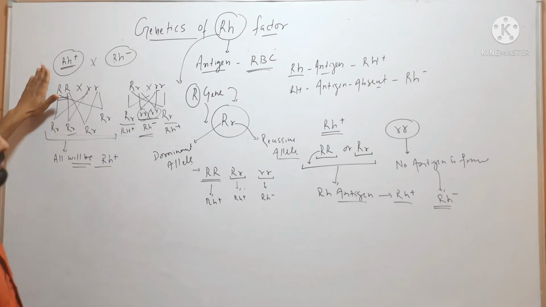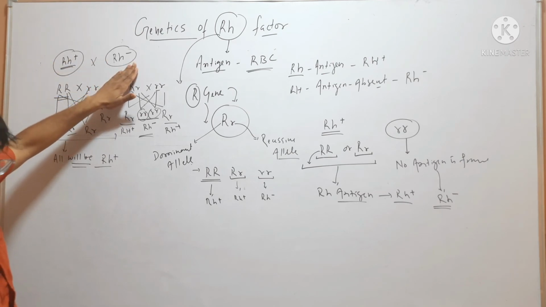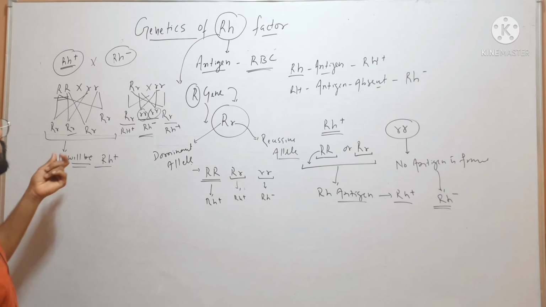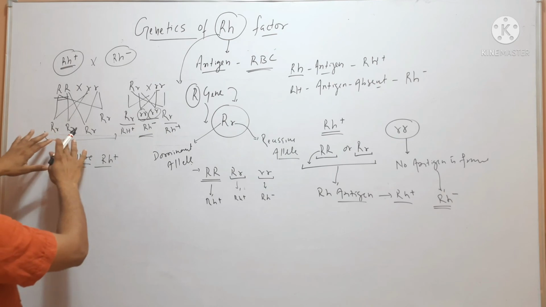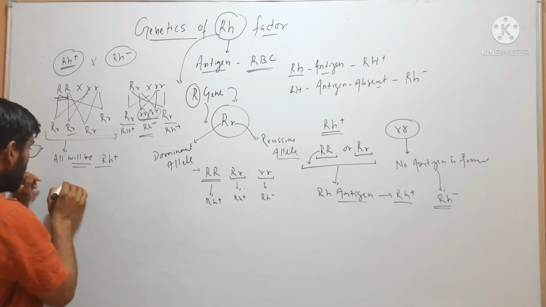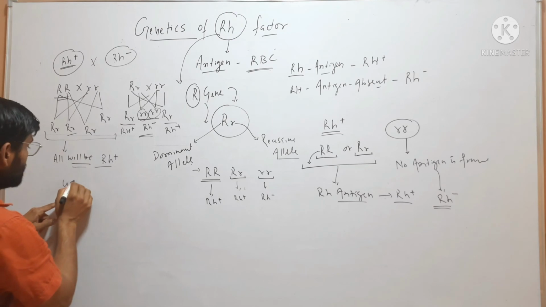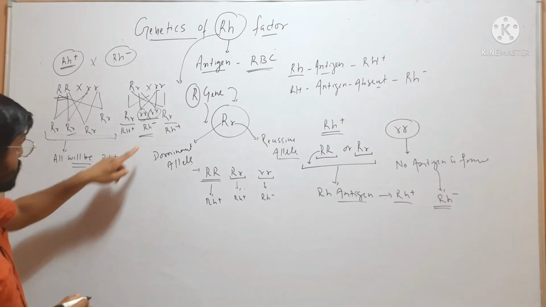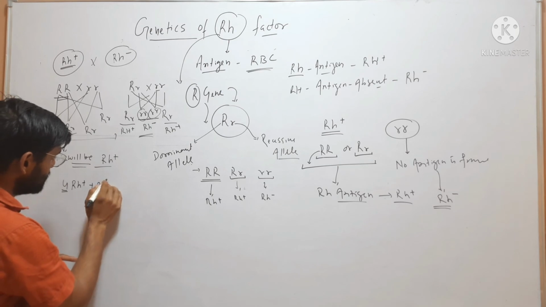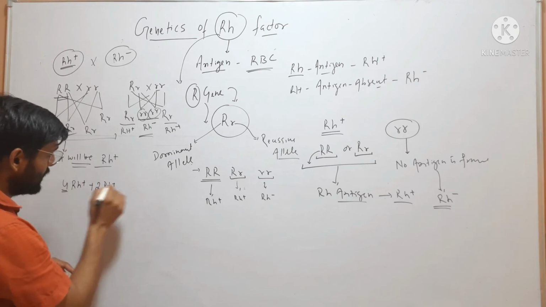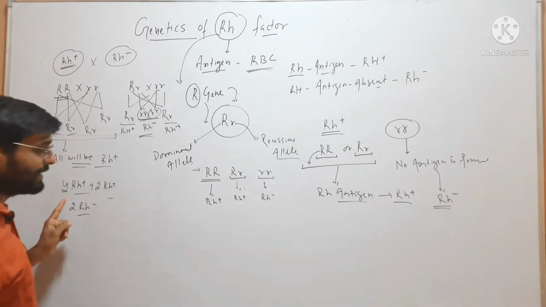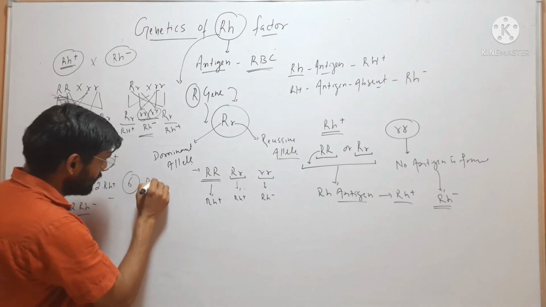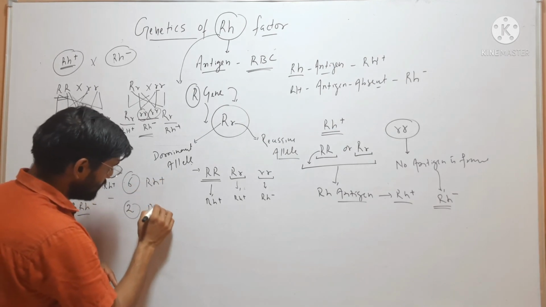So a person with Rh positive rhesus factor marries an Rh negative person, then what will be the probability of having Rh positive and Rh negative in their children? So here we have 8 probabilities, 8 children. Suppose 4 from here, all 4 are Rh positive, and from there 2 are Rh positive and another 2 are Rh negative. So here out of 8, 6 are Rh positive and 2 are Rh negative.